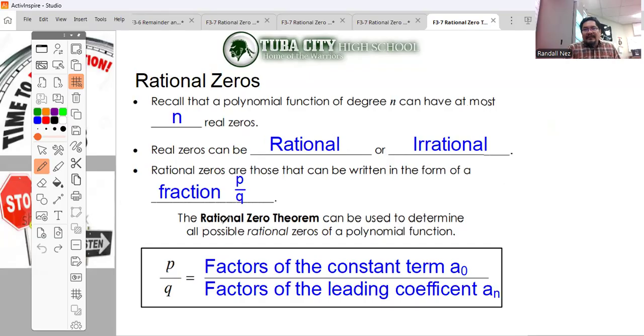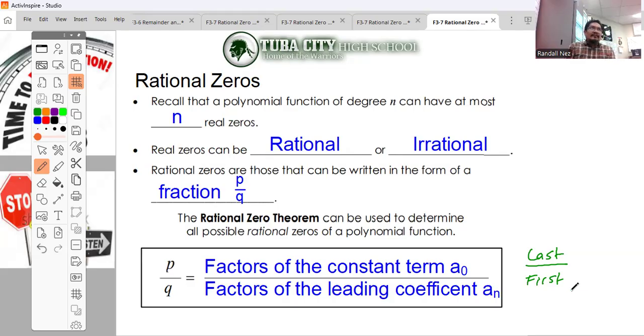So what does that mean? It's a little bit confusing. I'm going to come up with a little bit of an easier way of doing this, and we're just going to go ahead and take the factors of the last number. So don't worry about the P and the Q. Focus on the last and the first.